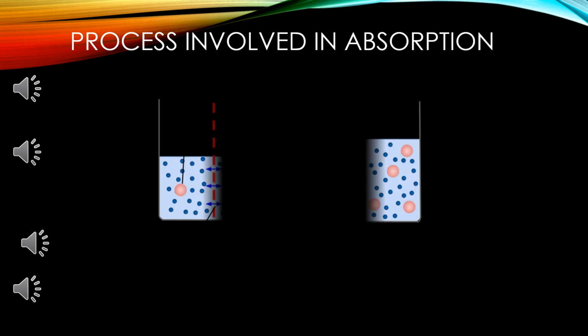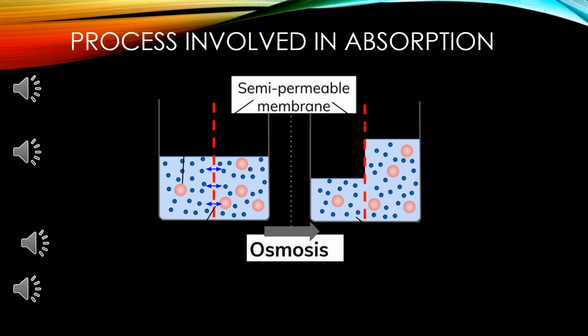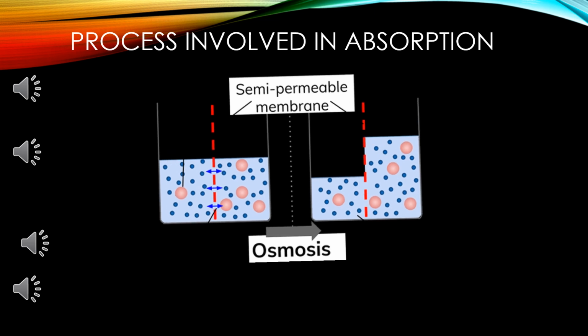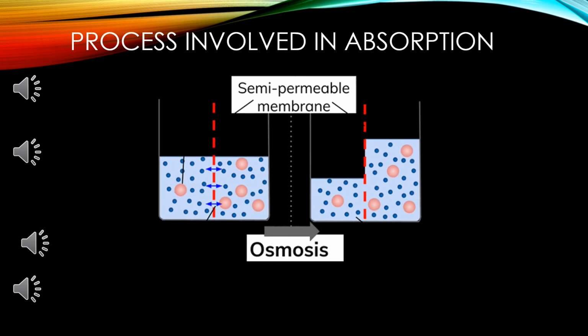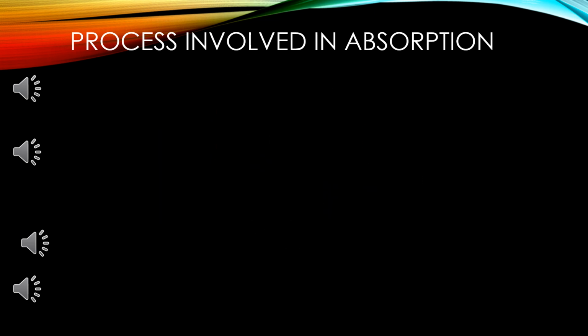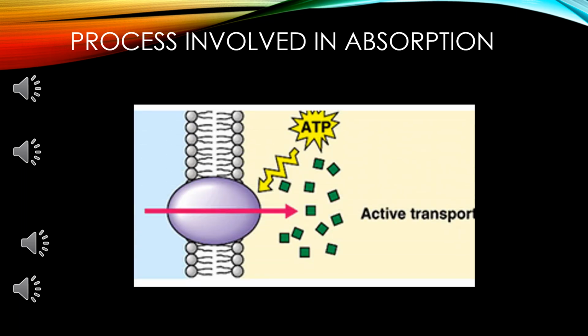Next is osmosis. It is the movement of water molecules from the higher region to the lower region. Or we can say the water molecules move from higher water potential to lower water potential, where the water is more to the area where the water is less, across a semi-permeable membrane or partially permeable membrane. So the soil water enters inside the root hair through the semi-permeable membrane of the root hair by the process of osmosis.